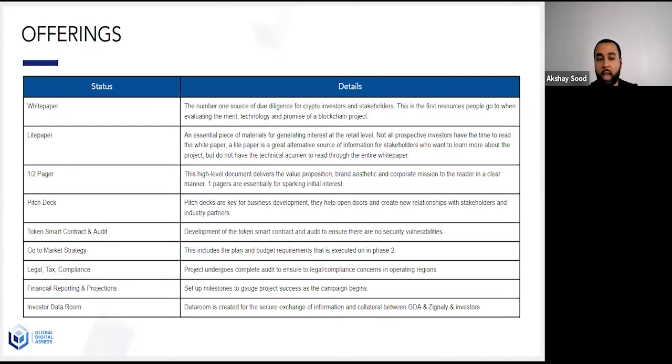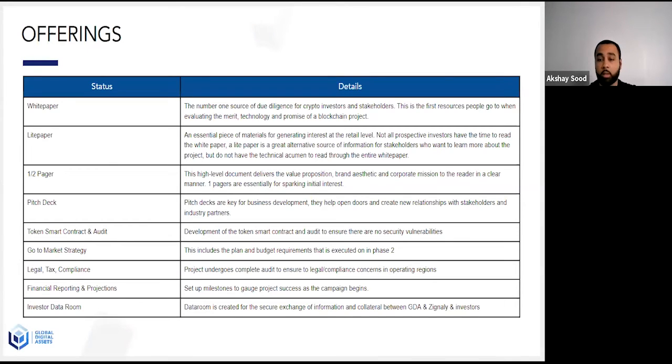So these are some of the offerings that we have for what we do at GDA. Obviously, I write white papers. White papers is the very first thing. But we also do light papers, which are essentially a condensed form of a white paper for users that want to get a quick glimpse of what the project is all about. A half pager is a document that very briefly goes over what the project is all about. A pitch deck is very important for the project and the underlying use cases that they're solving for.